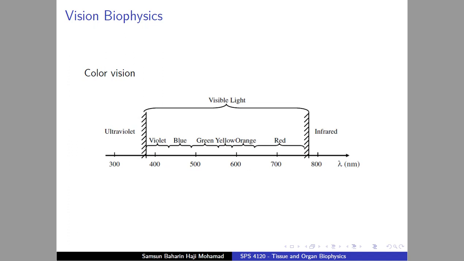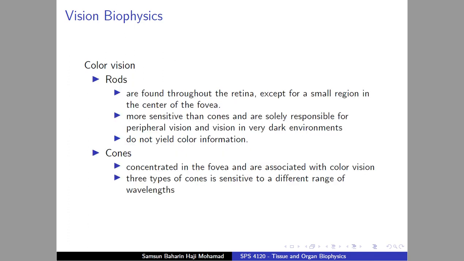Okay, and this is for color vision, visible light from 380 to 700 or 800. So we have the rod and cone. Rods are for black and white and cones are for color. Rods are found throughout the retina except for a small region in the center of the fovea.